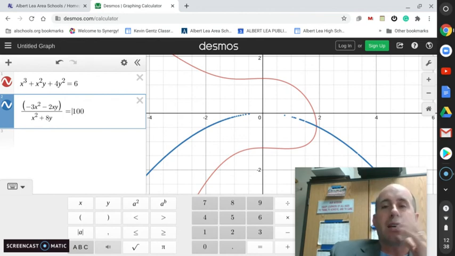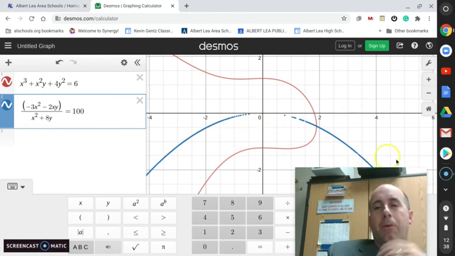So Desmos is pretty awesome. So just another way to check it out, especially while using your Chromebook. Always cool to have Desmos open for some graphing. So hope that helped. Hopefully you had a little bit of fun.